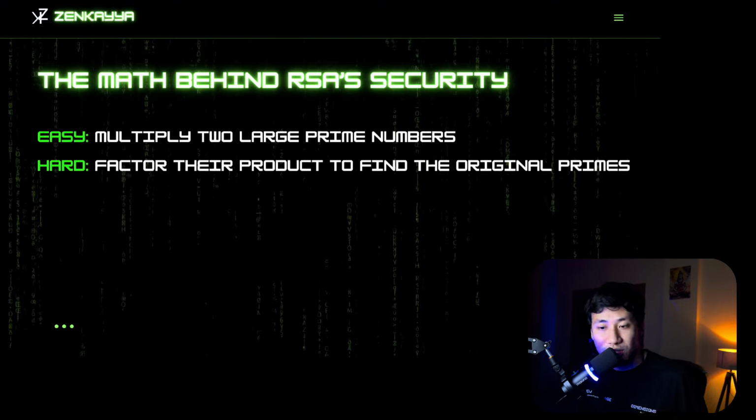So first, what is the easy part? The easy part is multiplying two large prime numbers. That is quite easy. Now what is hard? The hard part is to factor their product to find the original primes. Finding the factors of the product to recover the original primes is the important difficulty in nature.